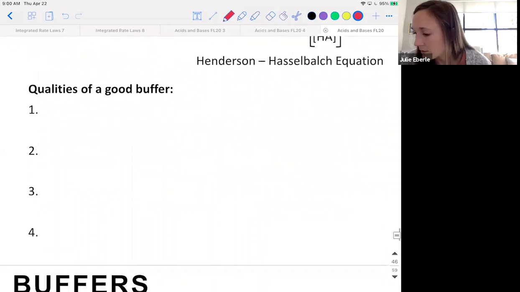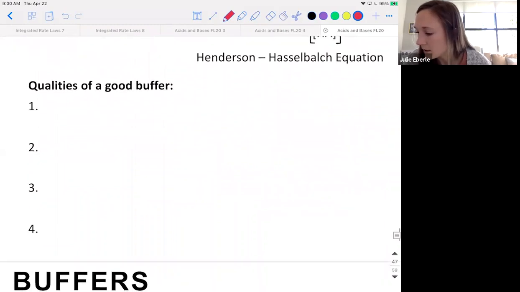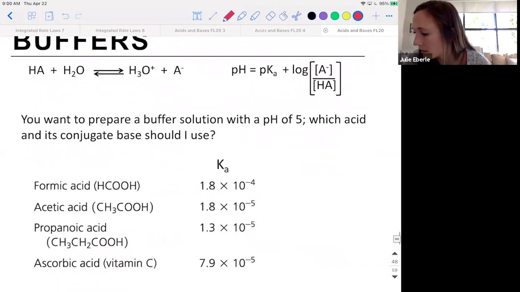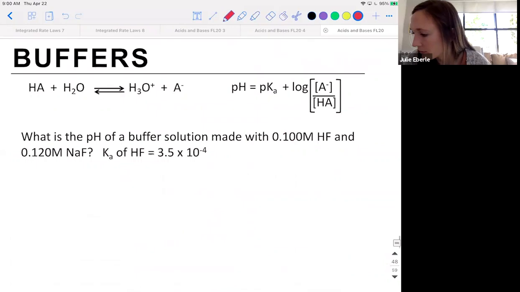I'm going to jump over these. I just have to, sadly. So it's probably not going to be on the exam, but a buffer problem will be on the exam. Yeah, probably not this one either. We've got to get to a buffer problem.